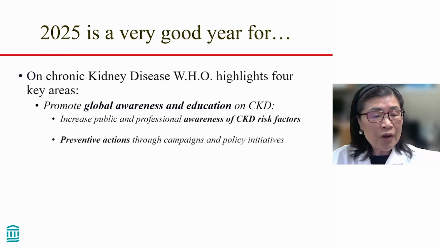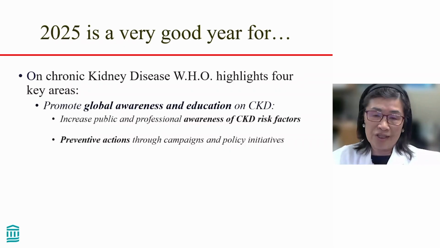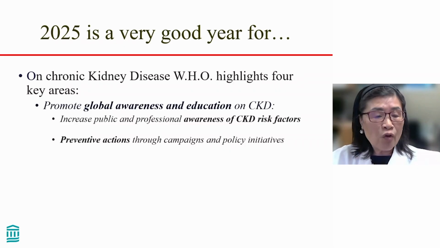And what I want to emphasize here is that WHO highlights 4 key areas for making chronic kidney disease a global priority. WHO wanted to emphasize promoting global awareness and education in CKD. One is increasing public awareness. In addition to that, also increasing professional awareness of CKD risk factors. In addition to that, they want to focus on preventive action through campaigns and policy initiatives.